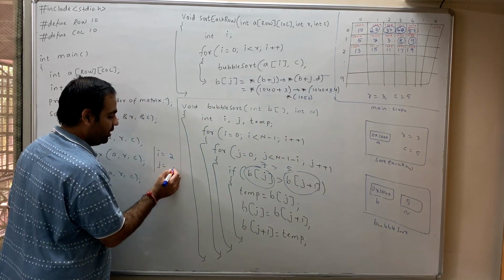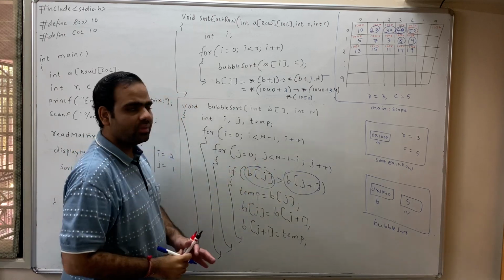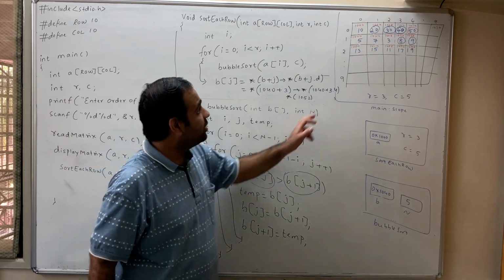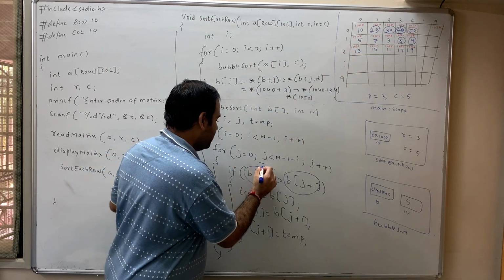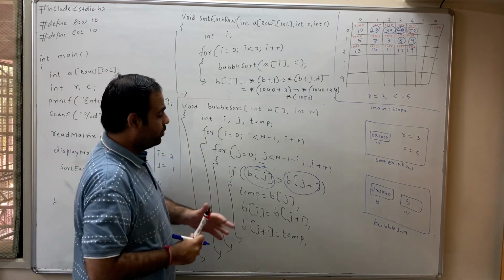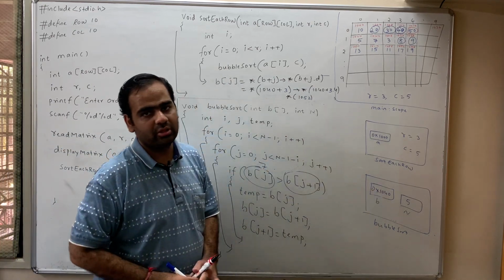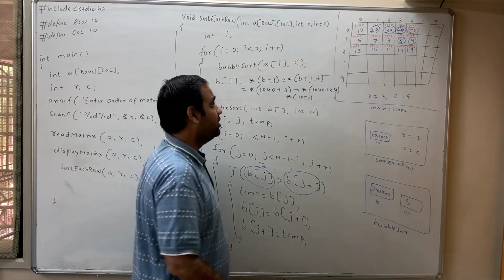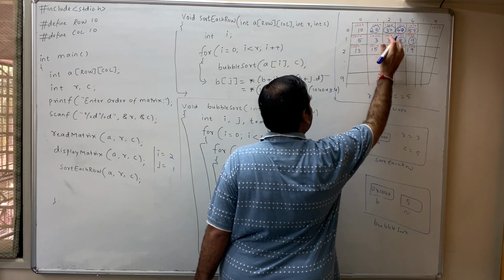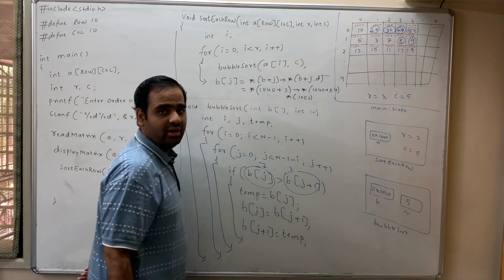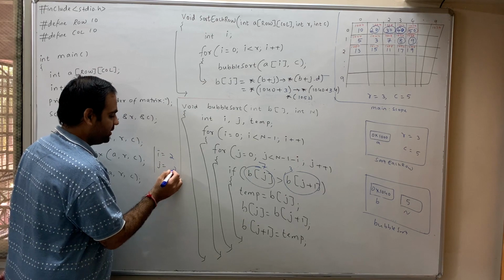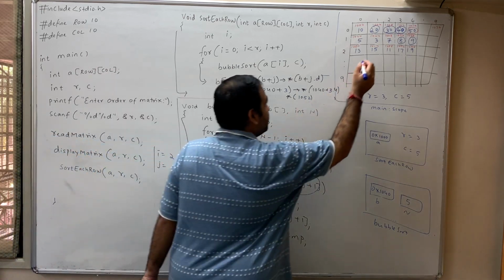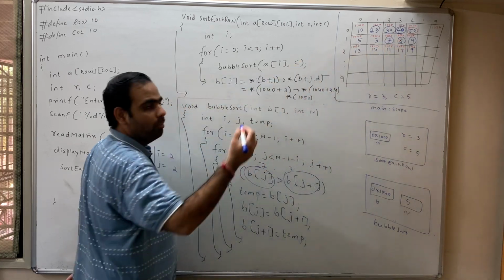Again, you say j plus plus. The value of j becomes 1. B of 1 is nothing but 1040 plus 1 into 4 is 1044. And what is at 1044? Here it is 7. J plus 1, 1 plus 1 is 2. B of 2 is 1040 plus 2 into 4 is 1048. And what is at 1048? It is 3. 7 greater than 3. Yes, sir. Therefore, you swap 3 and 7. 3 comes here and 7 goes over there. Again, you say j plus plus. J becomes 2. 2 less than 2 is false. You come out of this loop and you see that the third largest element is bubbled up.